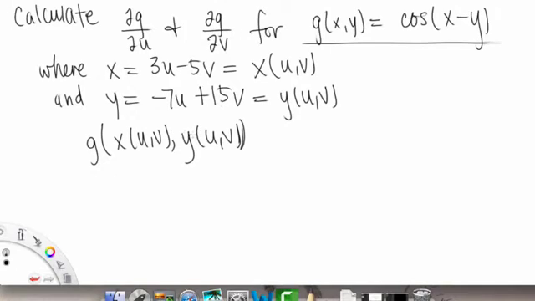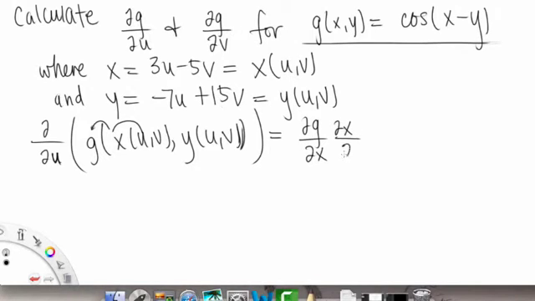Here we want to compute dg du, partial g, partial u. So we're going to take this function and take the partial derivative with respect to u. Here we're going to need to implement the chain rule. So what we're going to get is partial g, partial x. That's our first primary derivative. And then if we want to get to u, we do partial x, partial u.